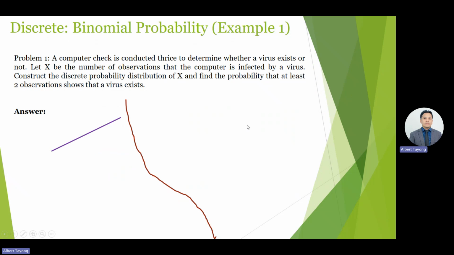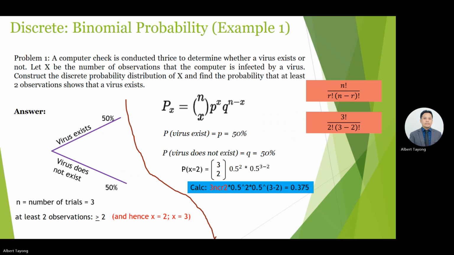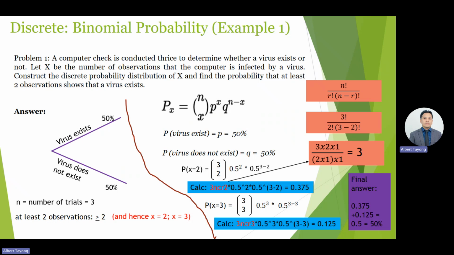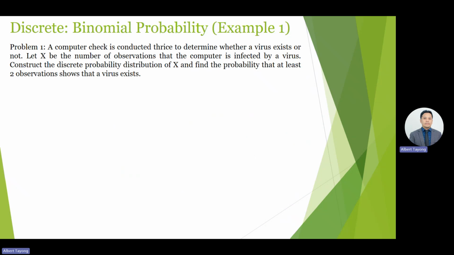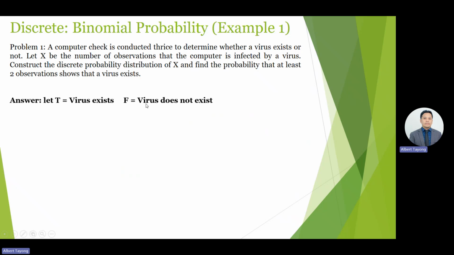So this problem can also be solved using another method. Here the answer is 0.5. Let me show this using another method, using propositional logic. We can use a truth table to identify the value here. We let T equal the virus exists and F equal the virus does not exist. Again, it is binomial because there are 2 possible outcomes, T or F.